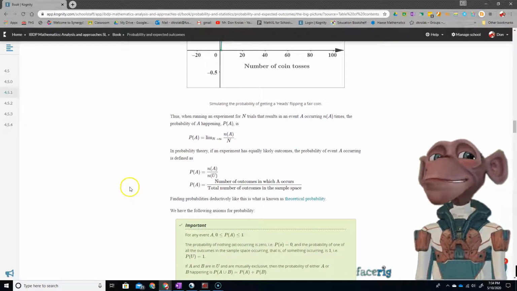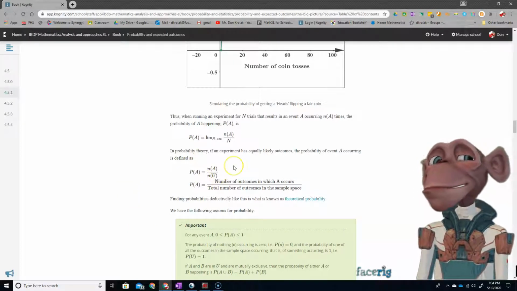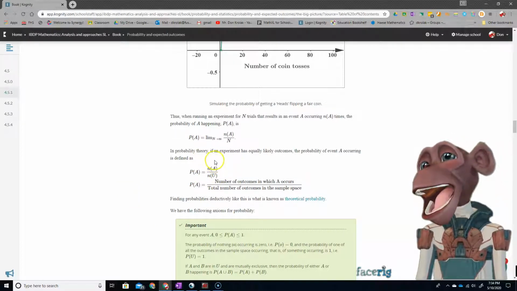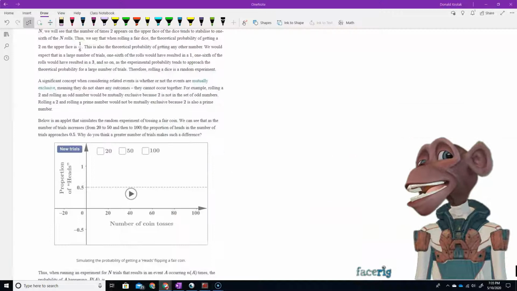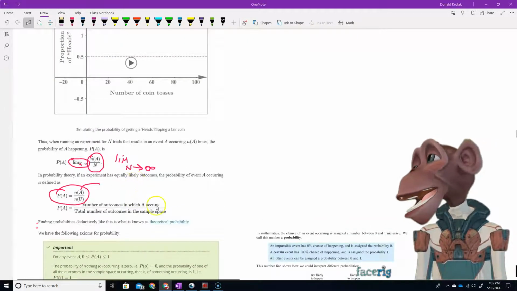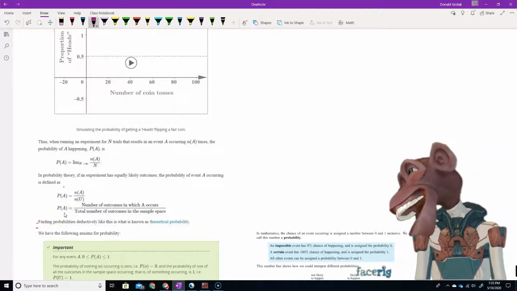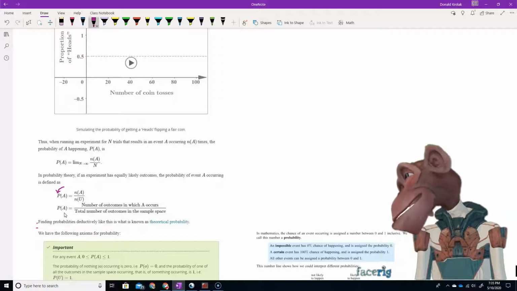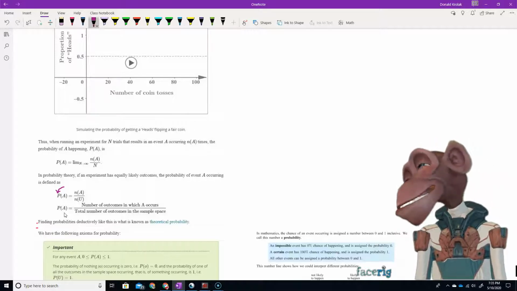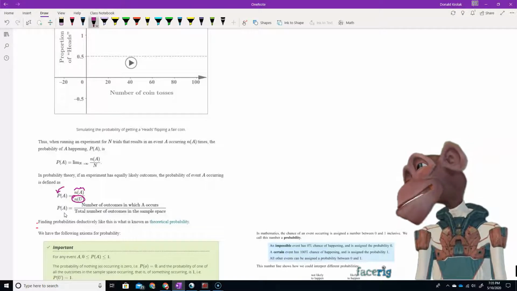All right, so our notation for probability is whatever the event is that we're looking for. In this case, we'll just call it A. P of A is the probability that some event A will occur. A could be landing on a heads, or A could be spinning an even number, whatever. This is the number of times the event that we're looking for occurred. This is the number of times we did the experiment.